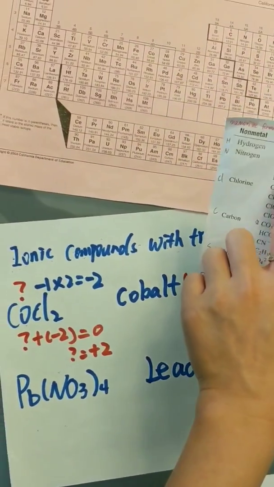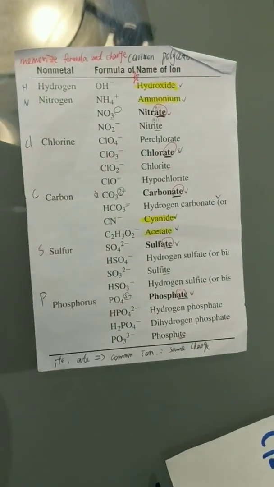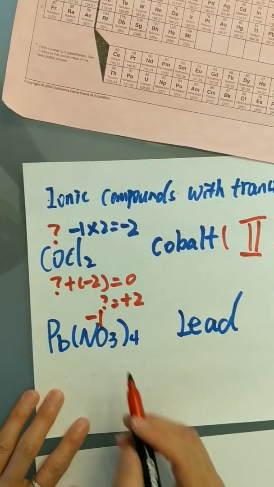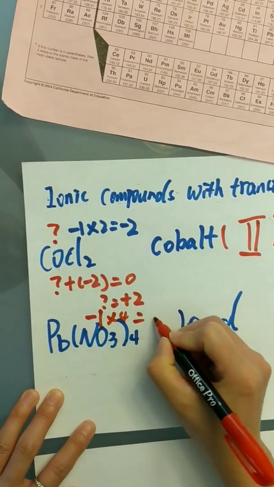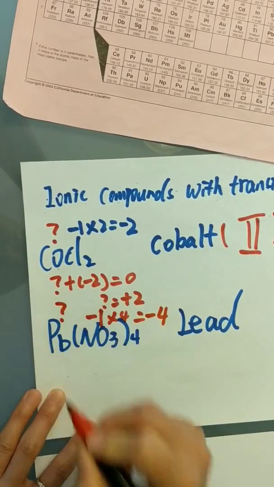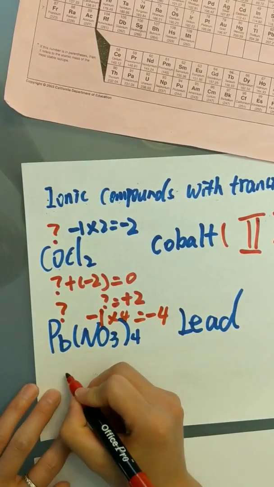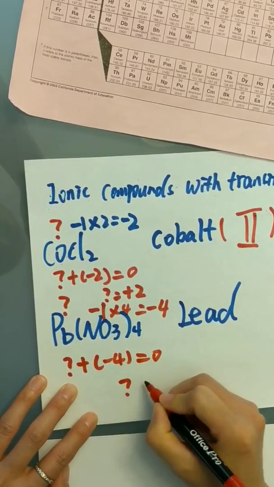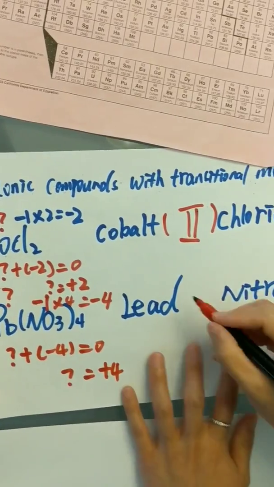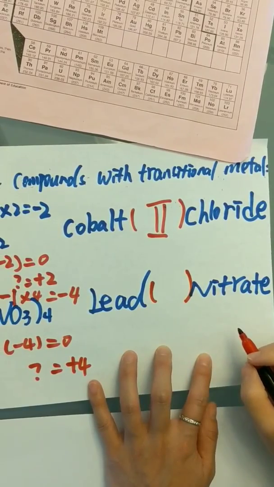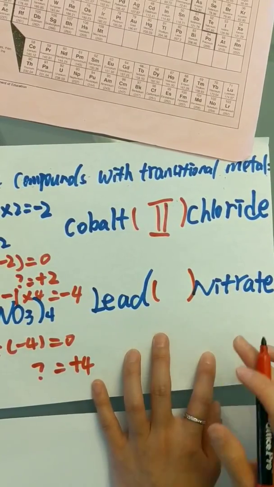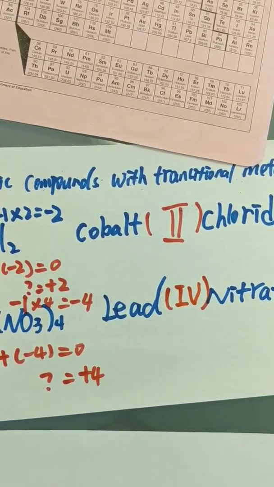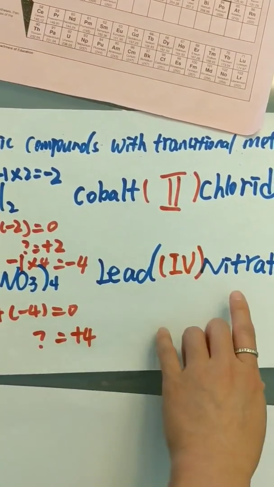So nitrate is -1 charge. How many nitrate here? We have 4. So -4. We don't know how many charge in lead. Make it balance. So lead is +4. And here use the parentheses between these two elements, 4 charge. So this means lead nitrate.